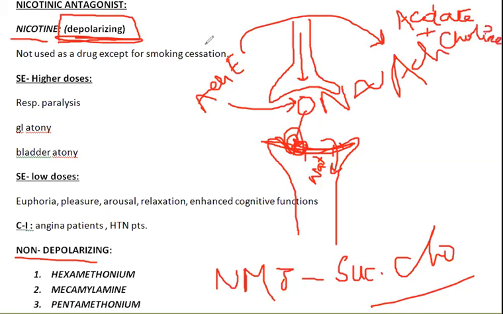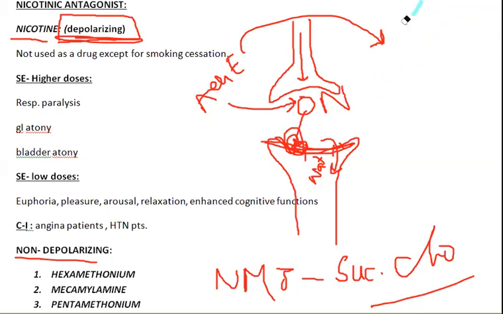So the same way, it will try to hydrolyze this nicotine as well, but the nicotine is resistant to this. Nicotine has a self-protective barrier. All the depolarizing agents, be it succinylcholine, they all have this self-protective barrier and they are resistant to this acetylcholine esterase.